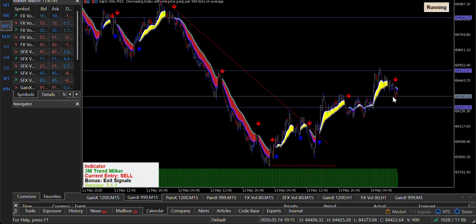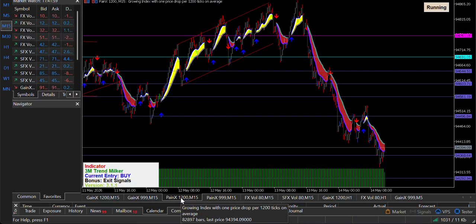So if you are not yet into it, wait for this sell signal to change into a buy signal. Once you get a buy signal, you can jump into it, set up your trade, and milk the market. It is as simple as that. Let's move on, guys. Now to Pain X.